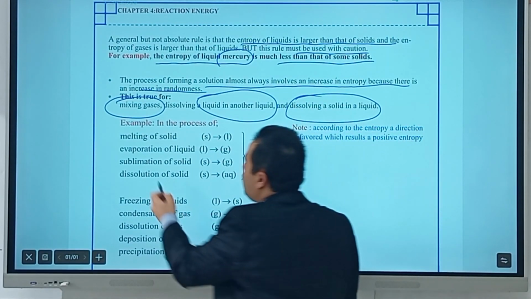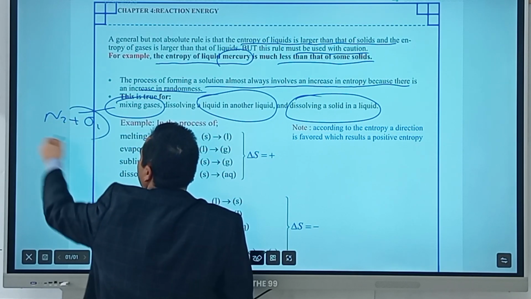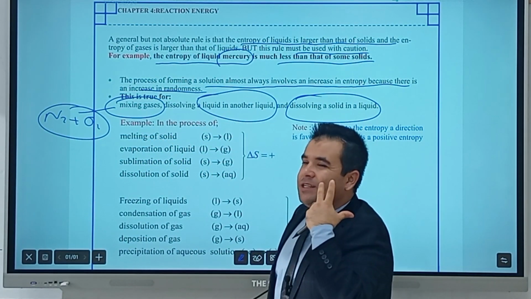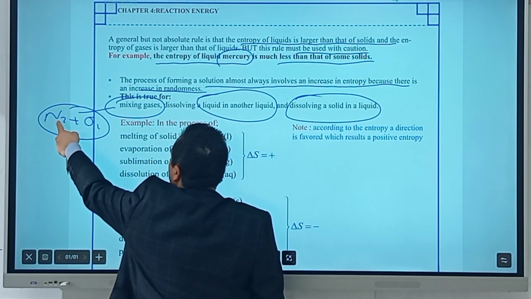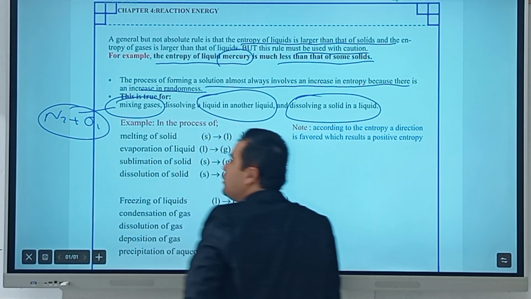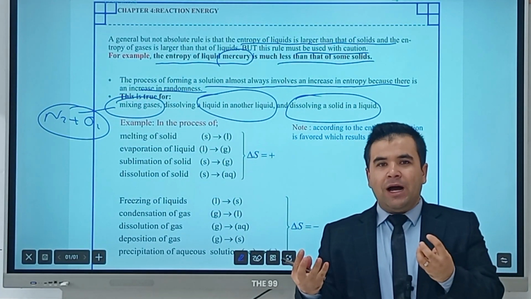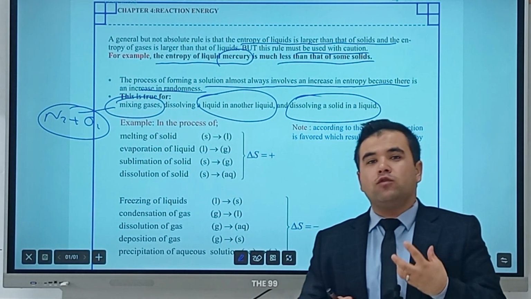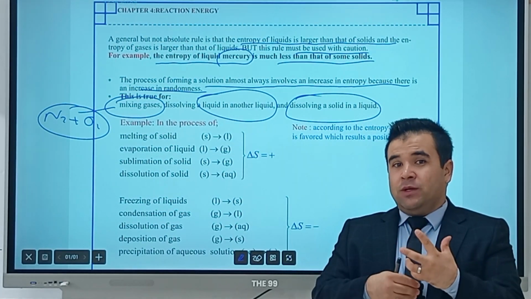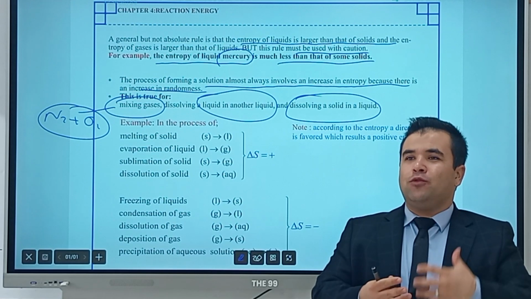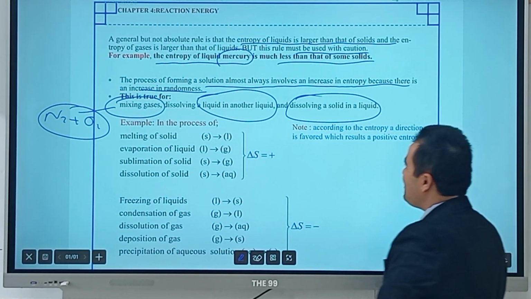Mixing two gases, like what? An example, like N2 plus O2. Mixing, just mixing, not reacting. Okay? Here, the N2 is added to the O2 or the O2 is added to the N2 system. As we add gas to the other gas, the number of gas particles in the system increases. So the collisions between the gases increase, and that increases the movement, the motion, and increases the entropy as well.